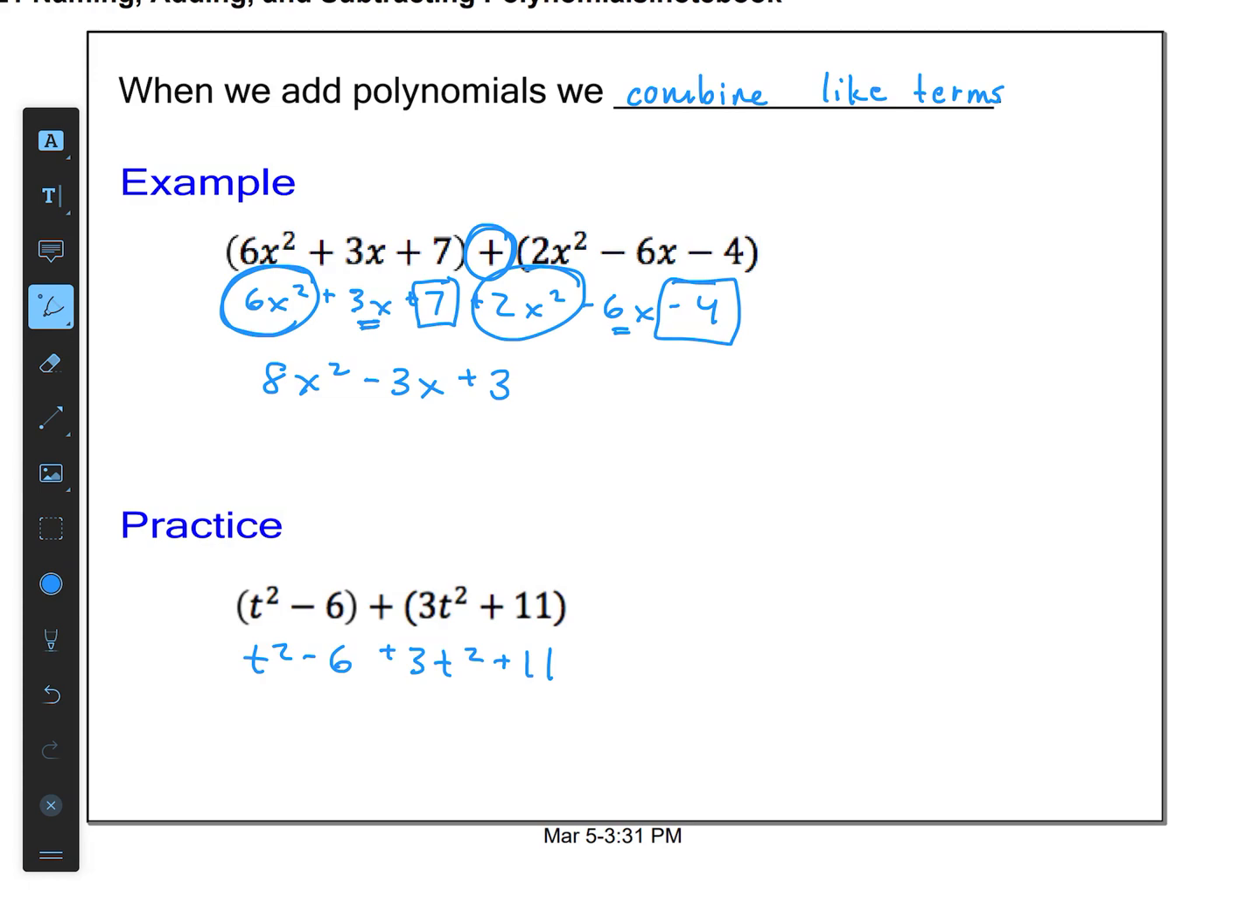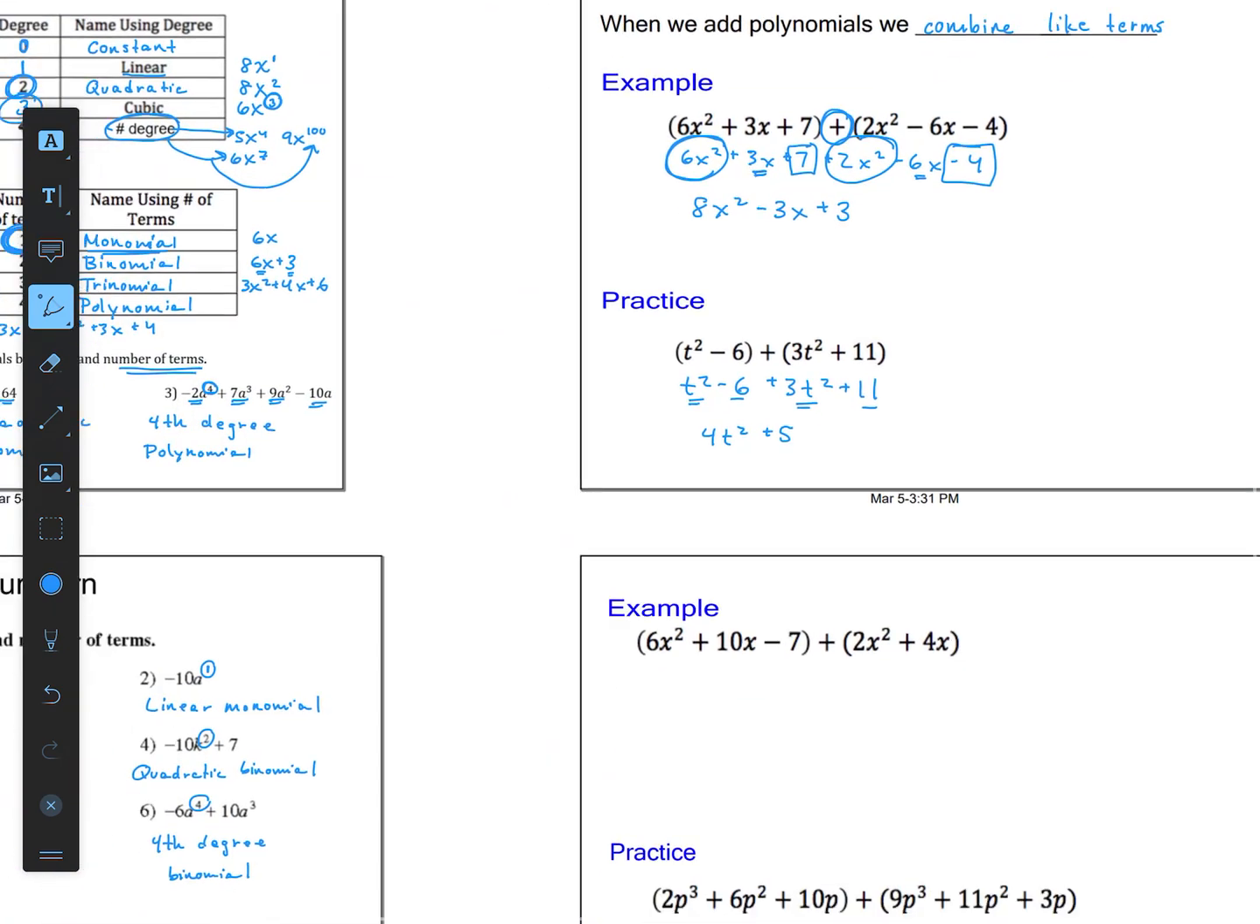And we have a t squared and a 3t squared, which is 4t squared. Negative 6 plus 11 gives me 5. Okay, so adding, we just combine like terms.